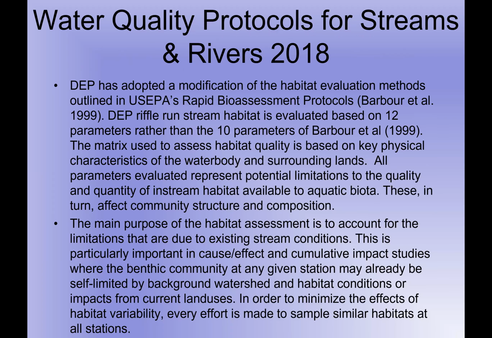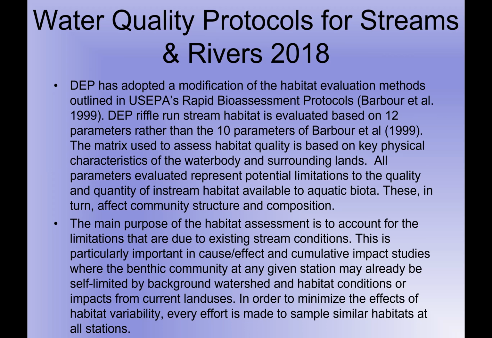There's a lot of words here, but the overall idea is that this is an approved DEP habitat evaluation. It was really modified from EPA's rapid bioassessment. It looks at 10 different parameters in the particular stream, where one looks at 12. The main purpose is to account for the limitations that are due to existing stream conditions. If there's habitat issues out there, this assessment will really point those out and provide information on maybe what next steps should be.